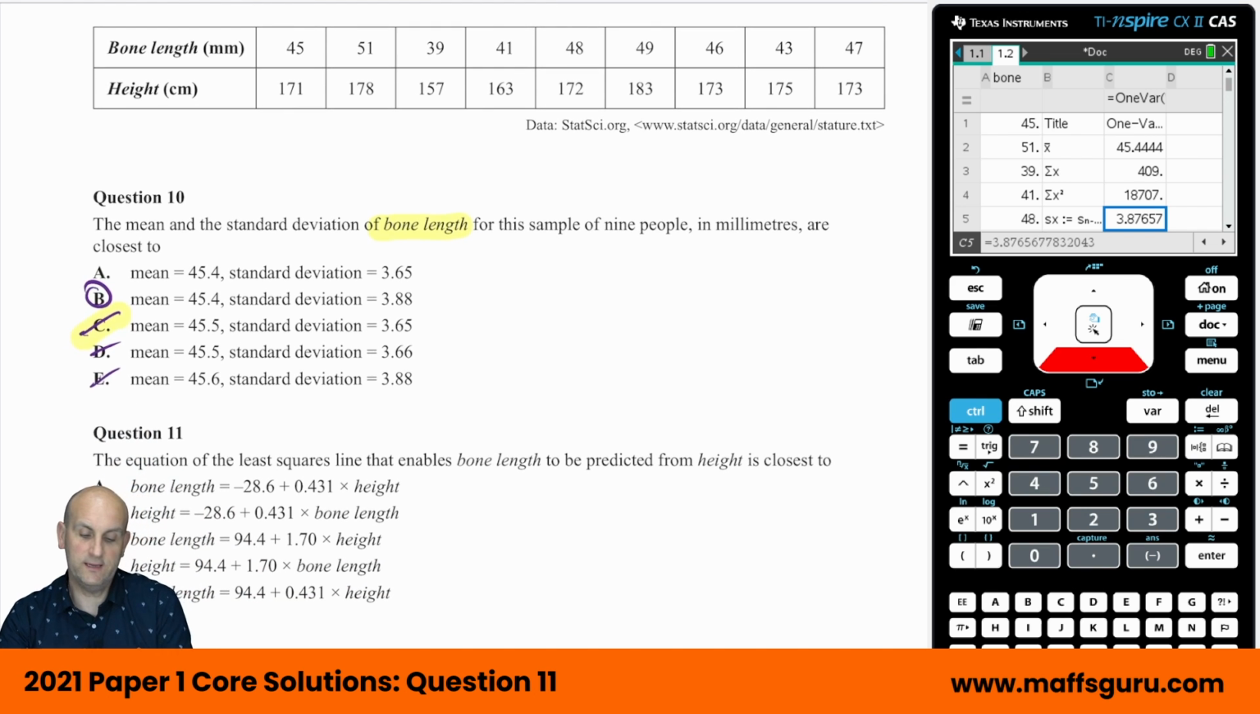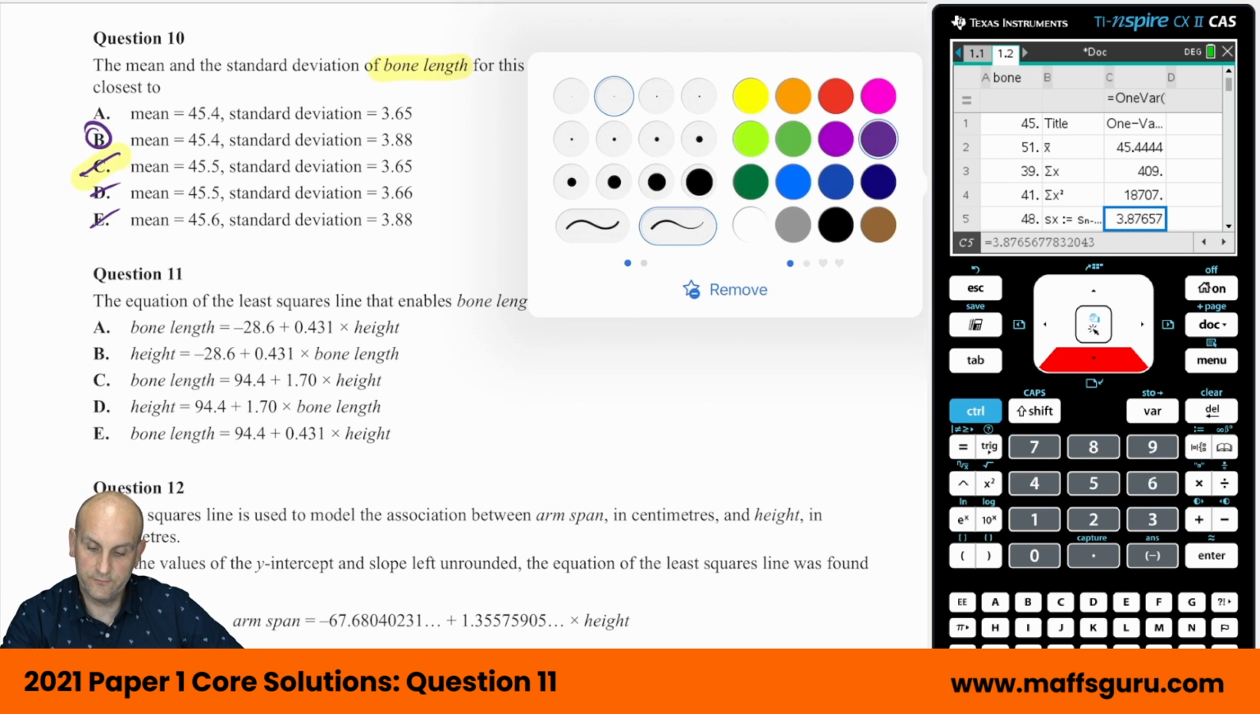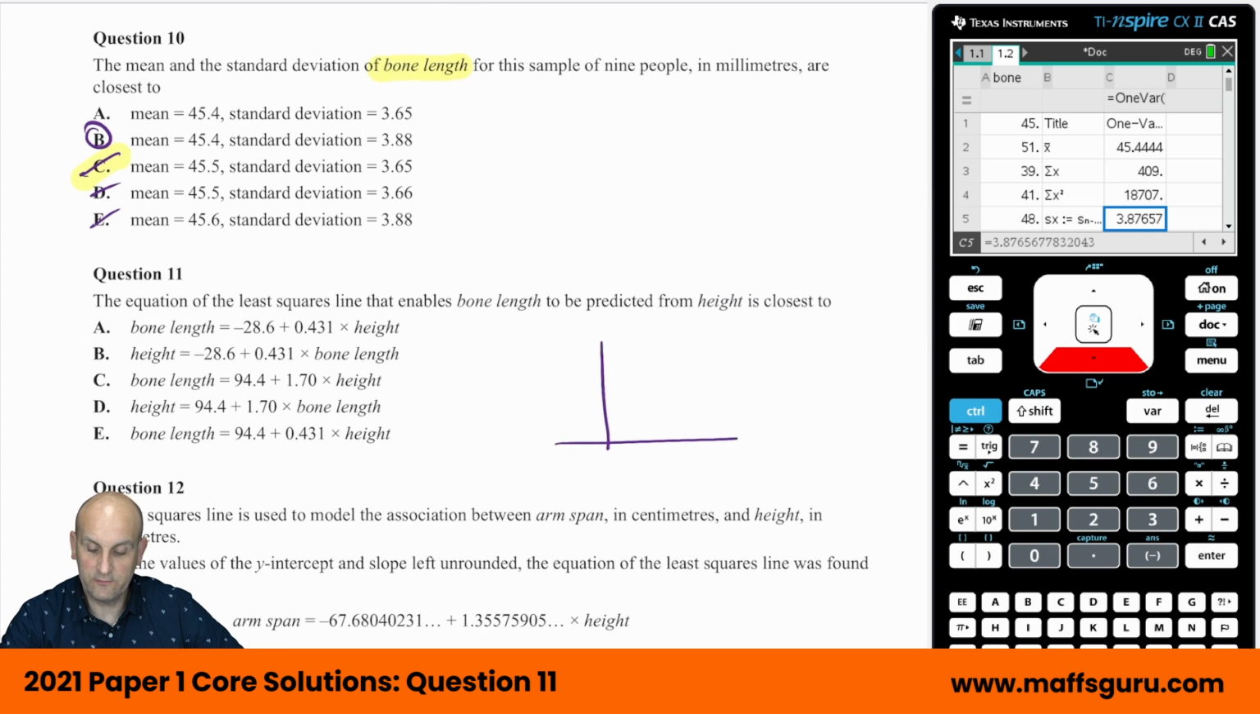Same information, the equation of the least squares line, I'm going to scroll up for a moment because my head's in the way. The equation of the least squares line that enables bone length to be predicted from height. Now, bone length from height. Be very careful there because that's actually telling us our X value and our Y value. Because we want bone length to be predicted, that's going to be my response variable, and height is going to be my explanatory variable. All right, so that's useful to know.